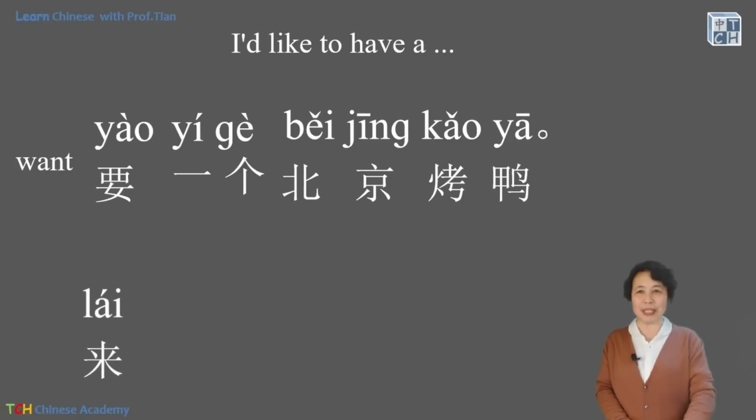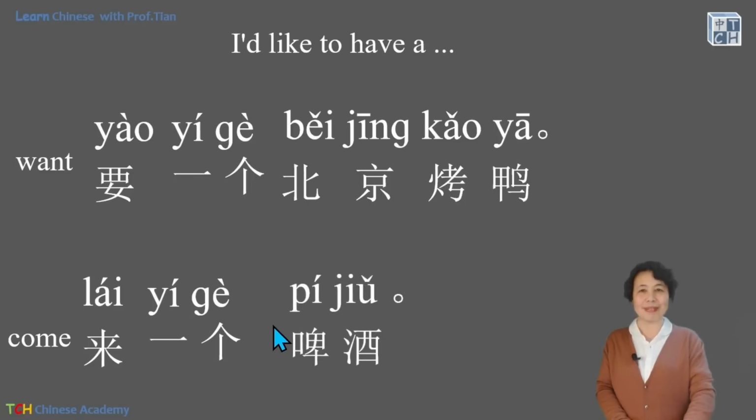We need to have something else. Let's see. 来一个啤酒. Yeah, that's beer. Yes, the meat and then the beer and then tofu and 米饭, right? That's a perfect meal. So 要一个北京烤鸭，来一个啤酒. Okay, that sounds really nice. So next time if you are ordering in Chinese, try to use 要一个，来一个.